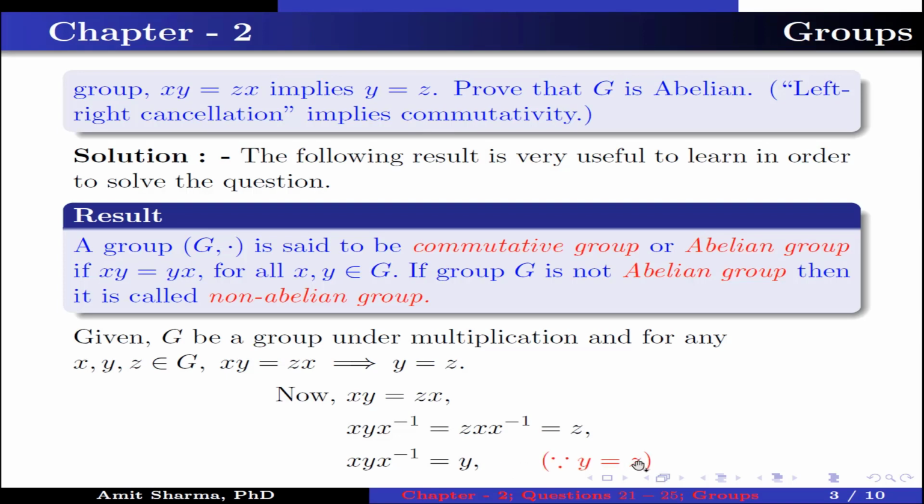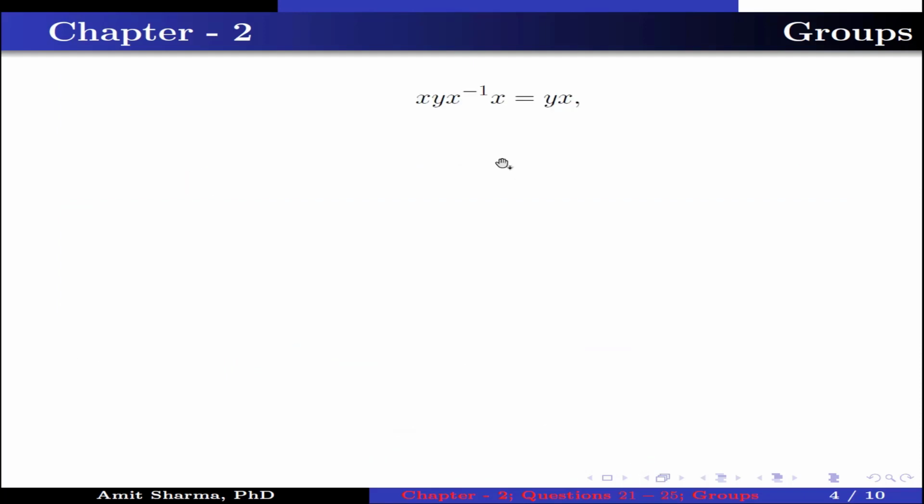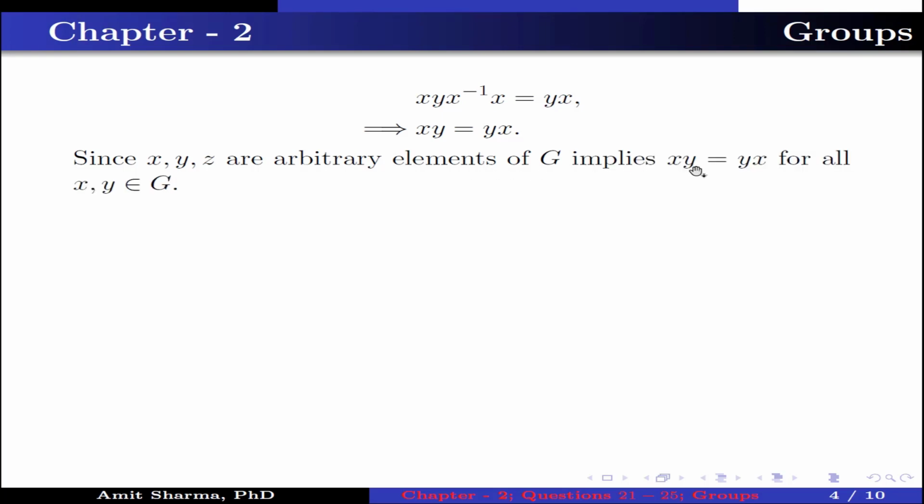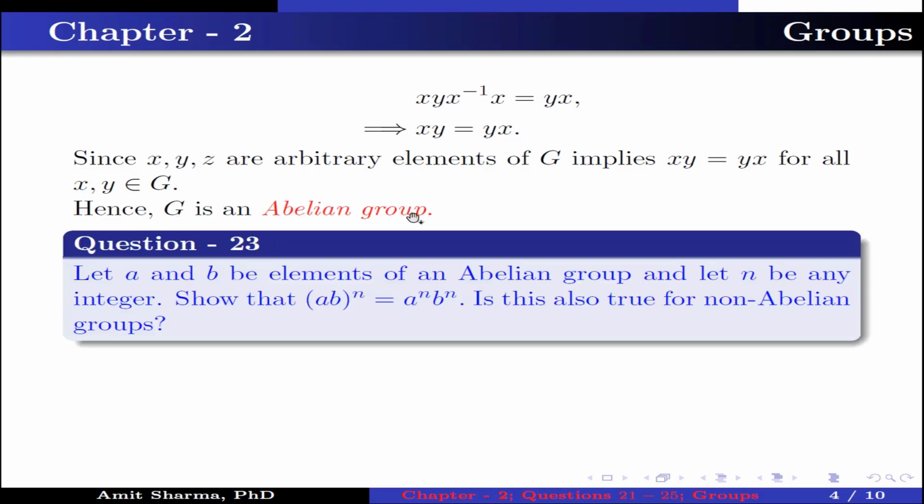Now post multiply x on both sides, we get xyx inverse into x is equal to yx. This implies xy equal to yx. Since x, y, z are arbitrary elements of G, this implies xy equal to yx for all x, y belongs to G. Hence, G is an abelian group.